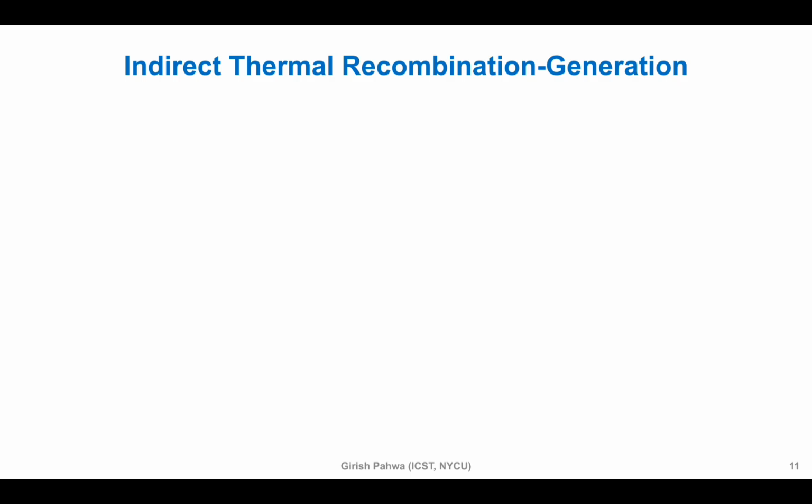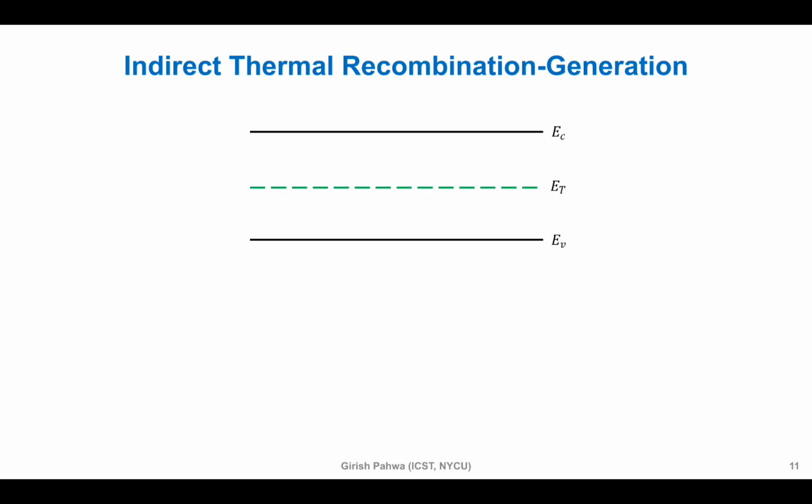Let's talk about indirect thermal recombination generation. Indirect means it's going to happen through mid-gap states. So let me show you an energy band diagram, and that will represent this indirect thermal recombination generation and what kind of processes can happen. So you have EC, EV, and then you have this ET. Let me assume that this is exactly in the middle, but it may not be. It might be slightly above or slightly lower, roughly in the middle.